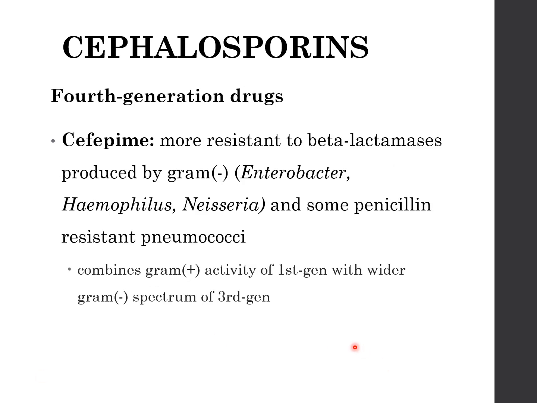Then the fourth generation cephalosporin would be your cefepime. These drugs are more resistant to the beta-lactamases produced by gram-negatives like your Enterobacter, Haemophilus, and Neisseria, and some penicillin-resistant pneumococci. It has the gram-positive activity of the first gen with the wider gram-negative activity exhibited by the third gen.